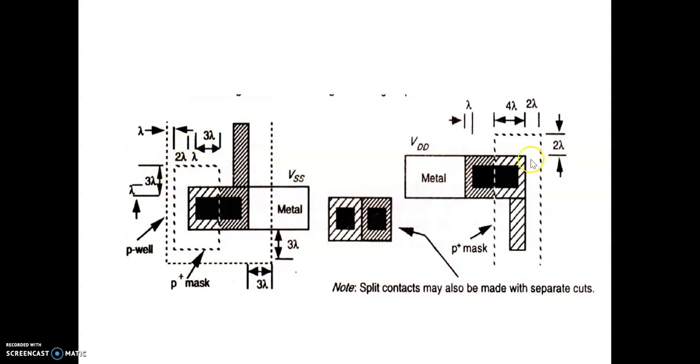And again, the same coming to the VDD connection. Here, from the midpoint of these two connections to the diffusion part, the spacing is 4 lambda. From the diffusion to the p mask, this will be 2 lambda. It should extend above this metal by 2 lambda.